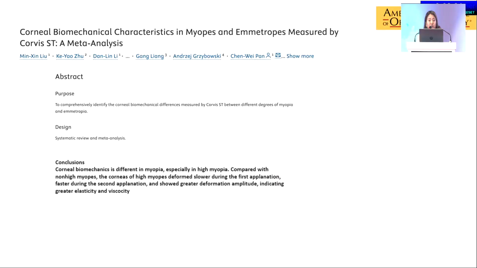So this is one study published in the American Journal of Ophthalmology, where they had taken into account emmetropes along with myopes, and they divided the patients into mild, moderate, and high myopia, and they performed Corvis ST biomechanics on the patients. They found that, based on the different degrees of myopia, especially in the patients with high myopia, there was higher deformation amplitude. That shows that, yes, the higher the myopia is, the less biomechanically strong the cornea becomes.